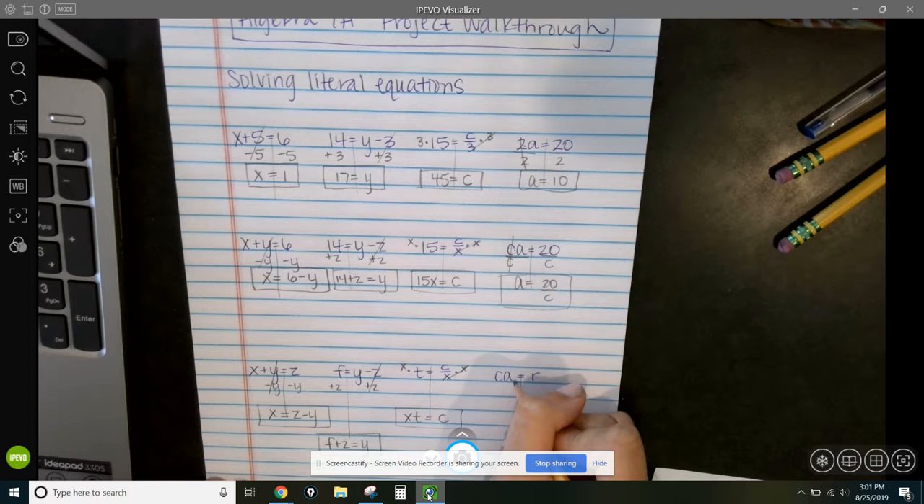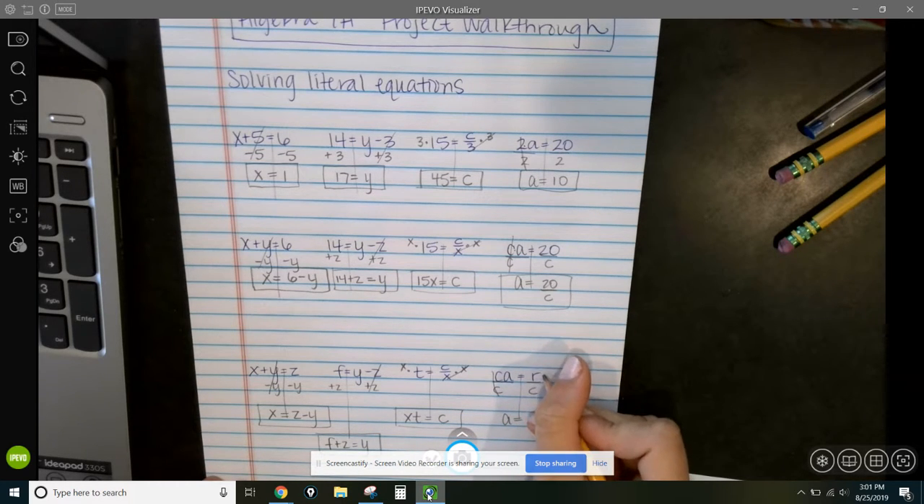Last one, if I'm trying to solve for a or get a by itself, I would have to divide by c. And so I have a equals, over here I have r divided by c. I'm just going to have to leave that r divided by c.